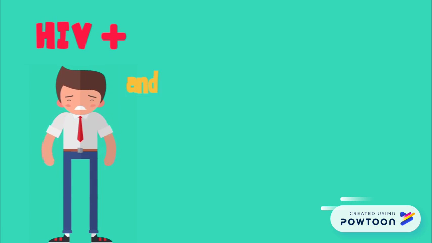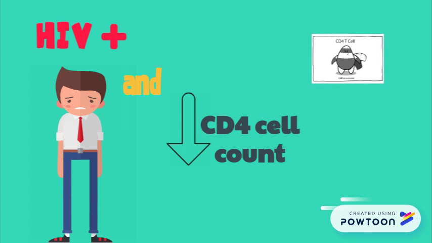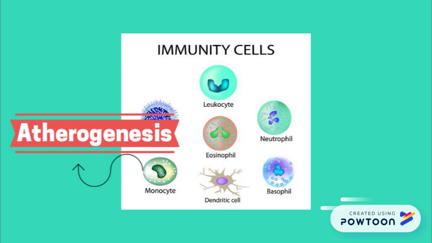John's HIV status and his steadily decreasing CD4 count has also caused his body to respond by producing more of the other cells responsible for immune response. Among these are monocytes, cells which have been linked to atherogenesis.